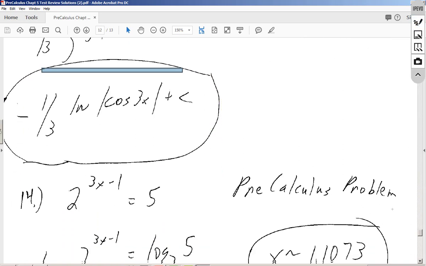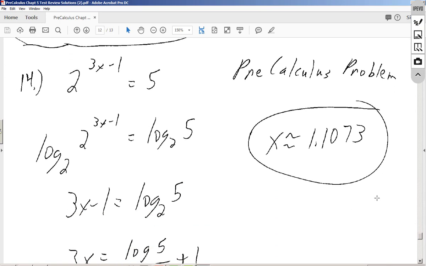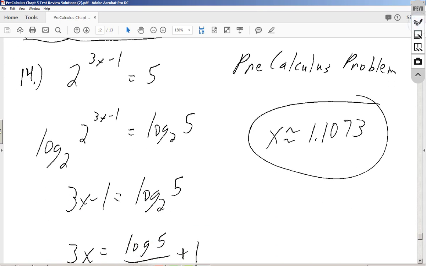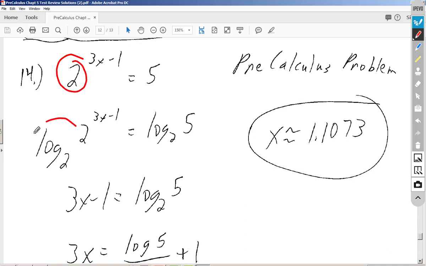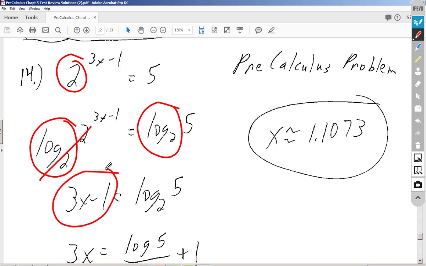On number 14, this is actually a pre-calculus problem. It says we've got 2 to the 3x minus 1 all equals 5. So remember the opposite of a base 2 is log base 2. So I'm going to log base 2 both sides. When I do that, this crosses out. I'm just left with my 3x minus 1.